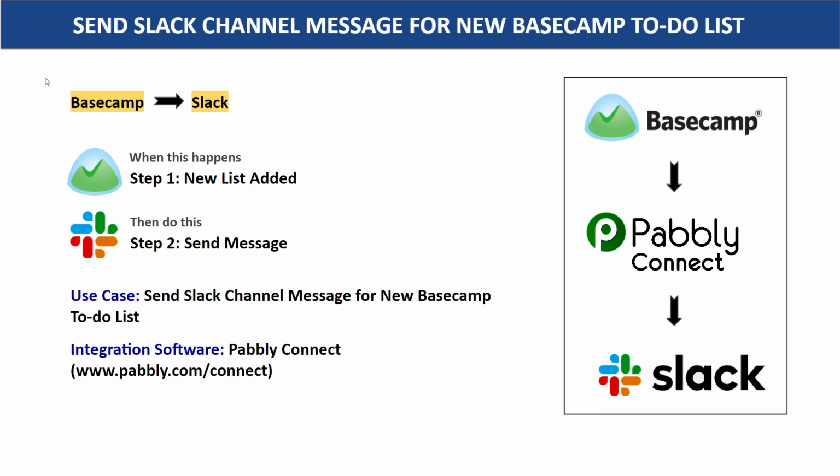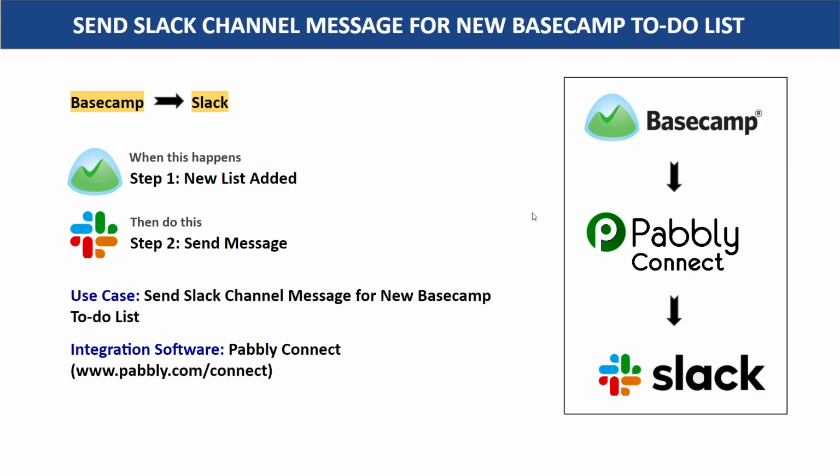Hello everyone. So in this video, we will learn how to send a Slack channel message for a new Basecamp to-do list. Imagine this: you are using Basecamp to assign tasks for your team members. The idea is that once a list of tasks is created in Basecamp, you want to share it with your team members on Slack.